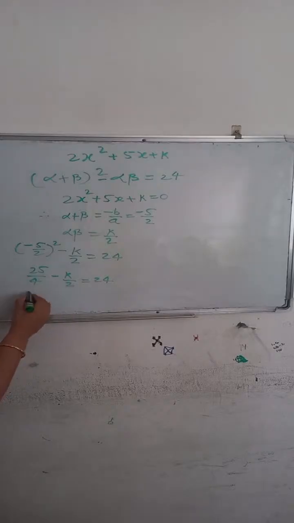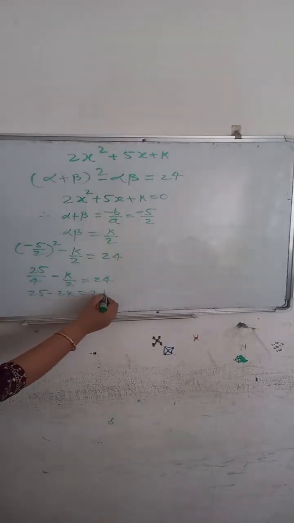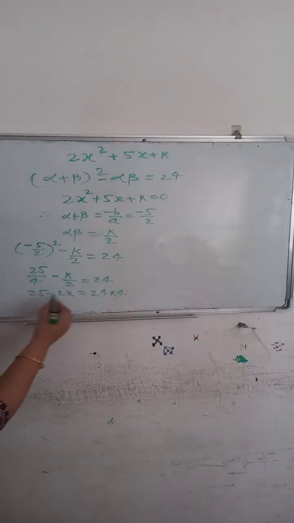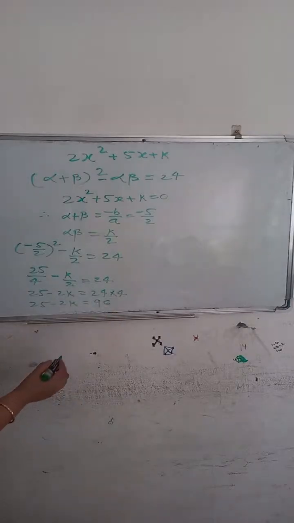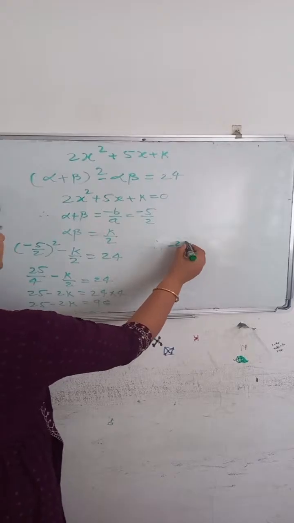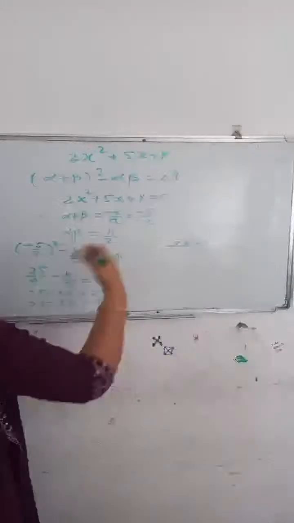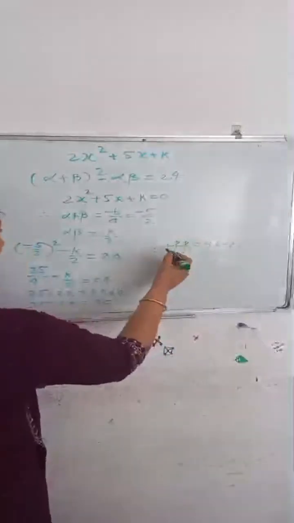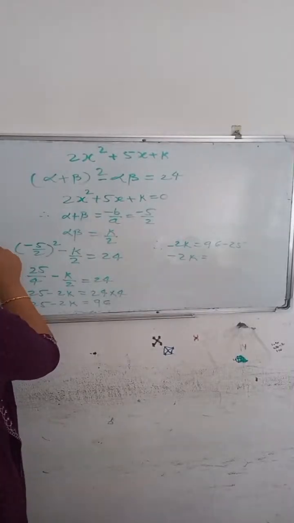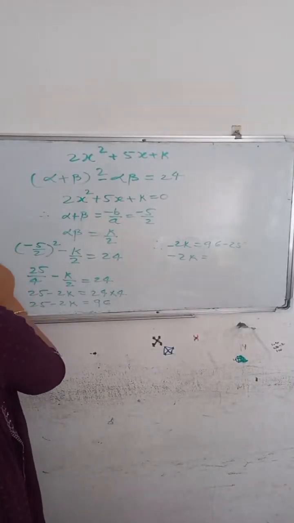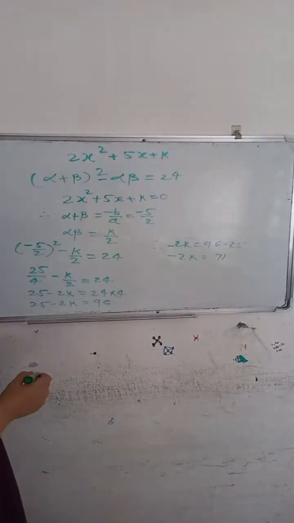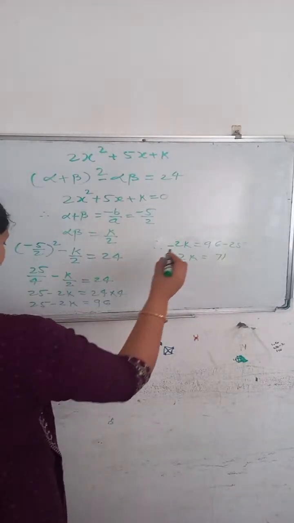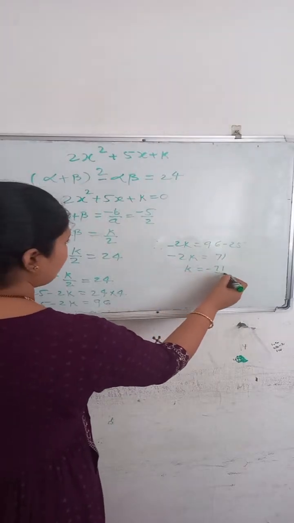Now make your LCM same. 25 minus 2k, 24, and this 4 it will go here. Okay. So 25 minus 2k is equal to, here 4 4s are 16, 4 2s are 8, 96. Okay. So transpose this 25 to that side. So minus 2k is equal to 96 minus 25. 6 minus 5 is 1, and 9 minus 2 is 7, so it is 71. Okay. So k is equal to minus 71 by 2.